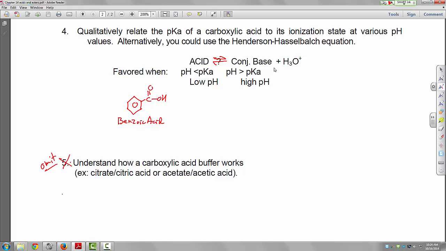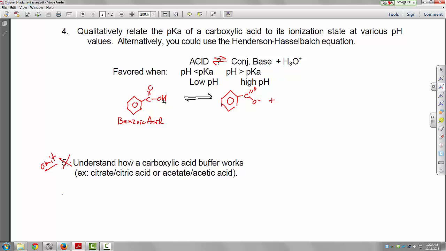Now benzoic acid, right here's the acidic hydrogen, and it will ionize. It will give us the benzoate ion, which is its conjugate base, plus, now I have here the hydronium ion. That would be if we had water as one of the reactants in a Bronsted-Lowry sense.